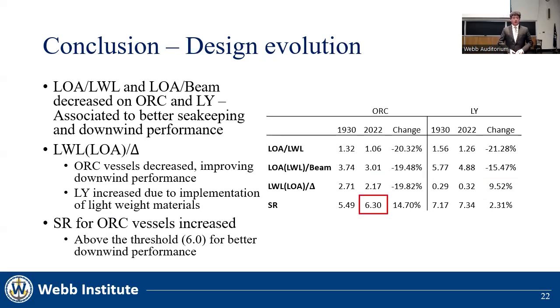Another really interesting point to note is the fact that the average slenderness ratio of the ORC dataset is now above 6, which, going back, is the threshold for non-linear improvements in the downwind performance.